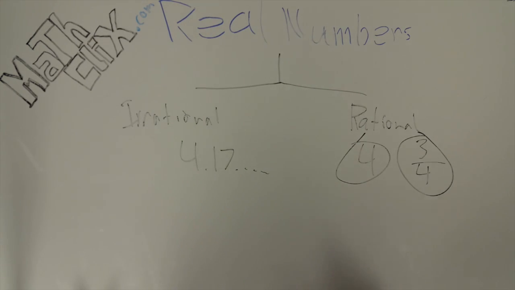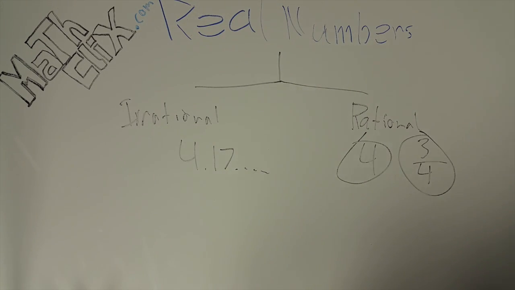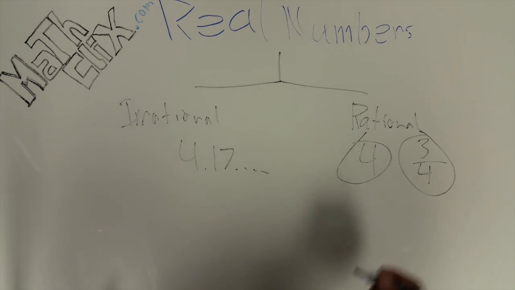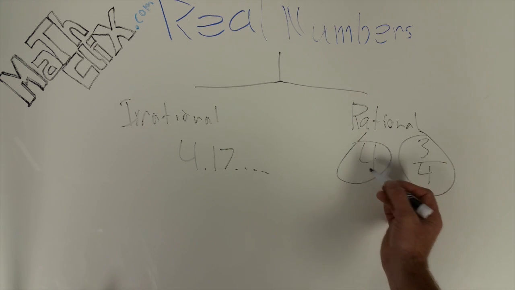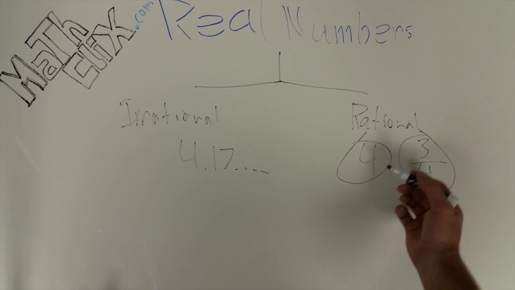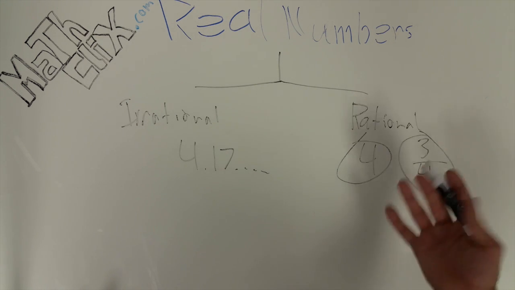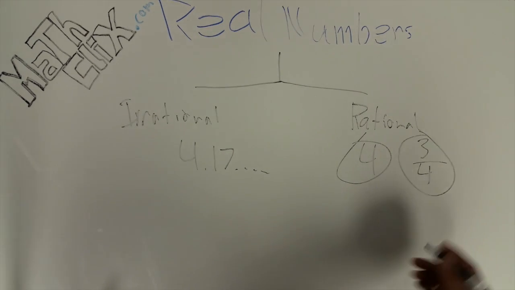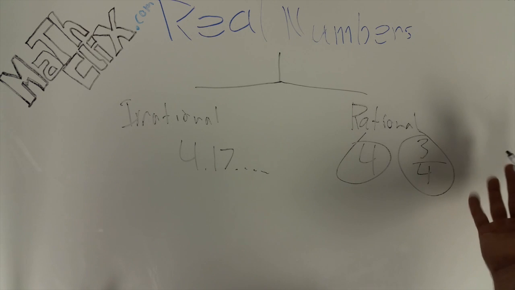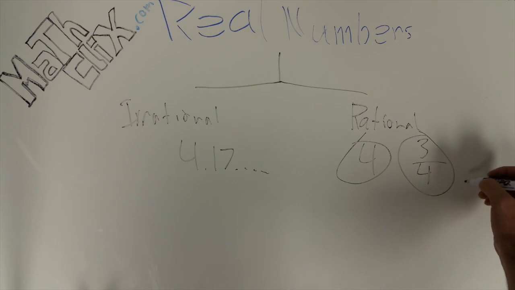Rational numbers themselves can be broken down into integers, which is a fancy word to say it's a whole number. 1, 2, 3, 4, like that. And rational numbers that are not integers. 3/4, which is a ratio, which can also be expressed as a decimal.